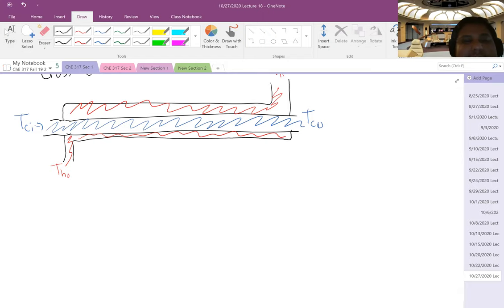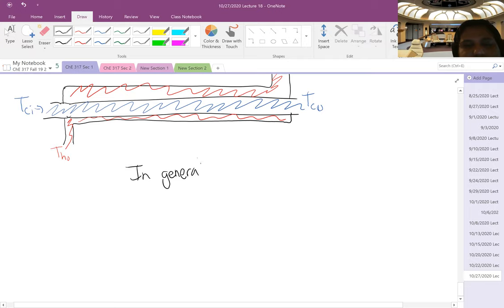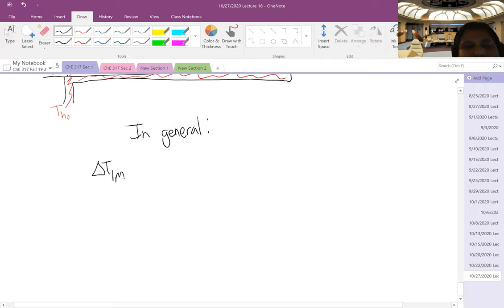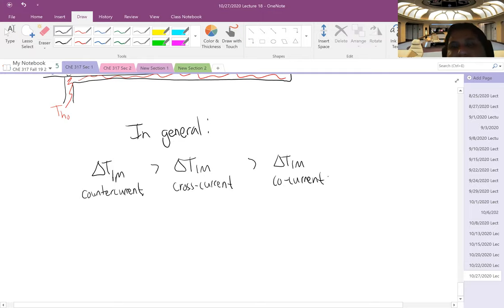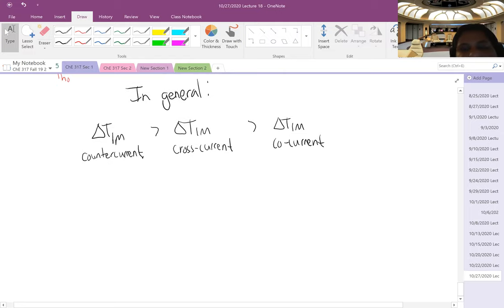And so what we find in general is that the delta T log mean for a countercurrent system is going to be greater than the delta T log mean for a cross-current system, which is going to be greater than the delta T log mean for a co-current flow regime. With this in mind, I'd state that the required surface area for a countercurrent system is going to be less than the required surface area for a cross-current flow system, and it's going to be less than the required surface area for a co-current.